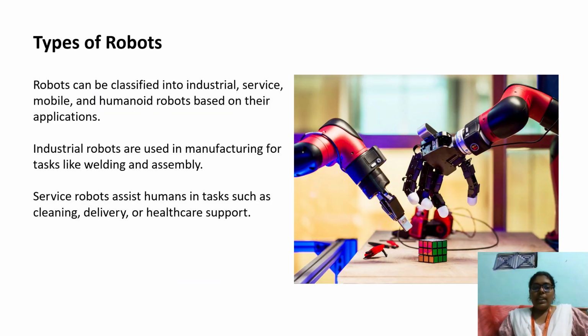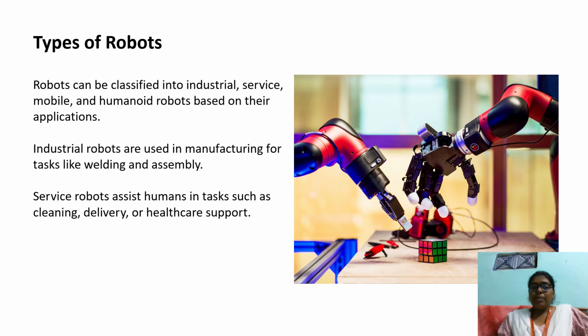So types of robots we can see. Here robots can be classified into industrial, service, mobile, and humanoid robots based on their applications. Depending on their applications, they can be used as industrial robots. They can transfer the task from one place to another. In service, you can see some restaurants nowadays start with a robot. The robot will be serving the customers. So we can see that type of service.